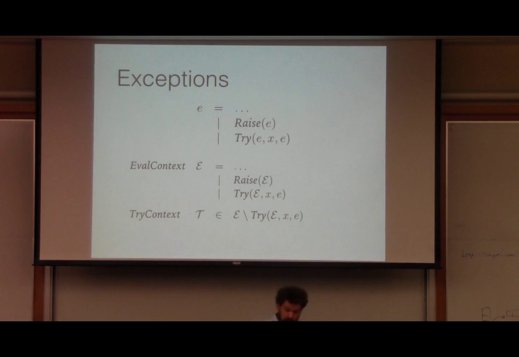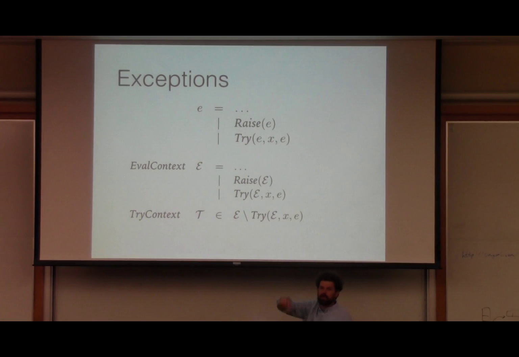So here's how you could do exceptions. I'm going to grow my syntax. I'm going to include constructors for arrays and a try. One thing that happens once you get practiced at this stuff is you can just look at these definitions and you sort of know how things are going to work out. So I grow the language of expressions. I define my evaluation context. You can read off from this how things are going to reduce.